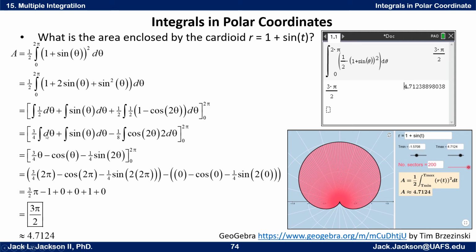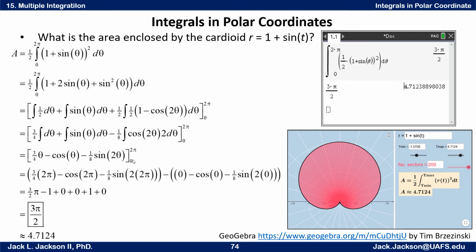Alright, so let's go ahead and figure out what's going on here. The antiderivative of d theta is just theta. The antiderivative for sine of theta d theta would just be minus cosine of theta. And the antiderivative here, we got the minus 1/8 here. It is cosine u du, which is just sine of u. That should be a 1/8. Okay, we got that fixed.